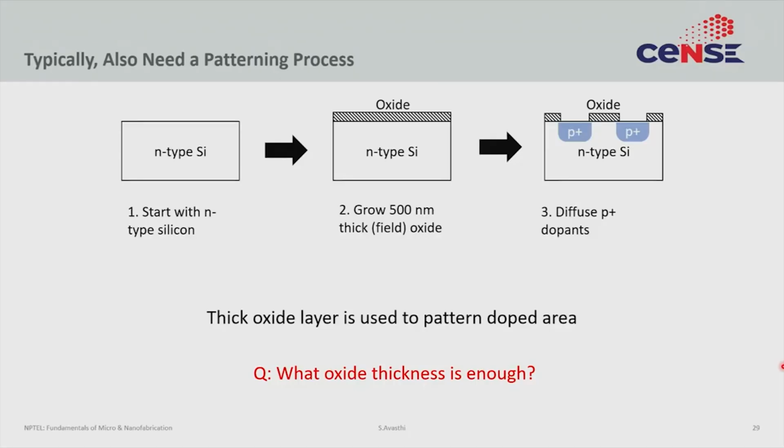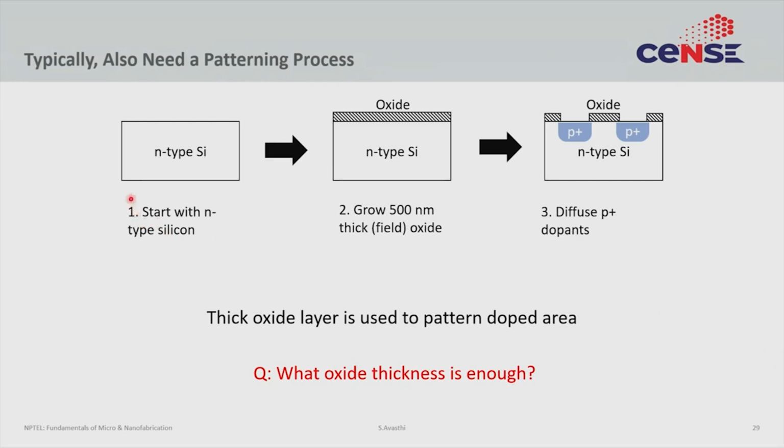So, till now we have only discussed how to use diffusion to create a doped layer at the surface of a semiconductor wafer. However, blanket diffusion is typically not useful. If you want to make a device, you always have to pattern it. You want to have dopants under selective regions. So, this is what I am trying to explain here.